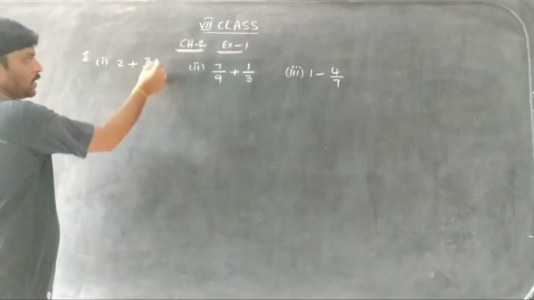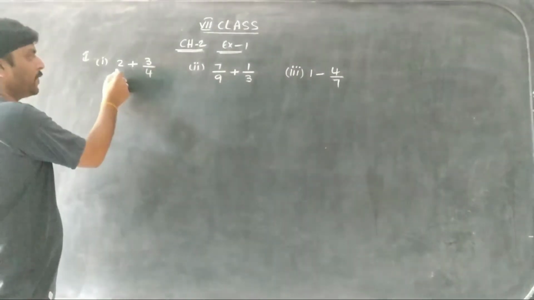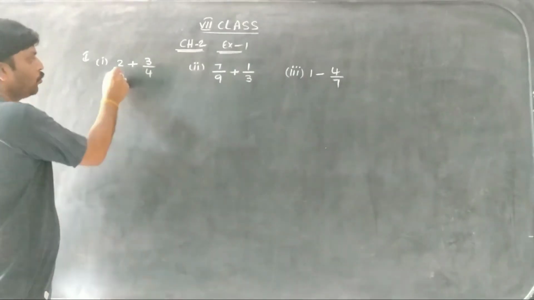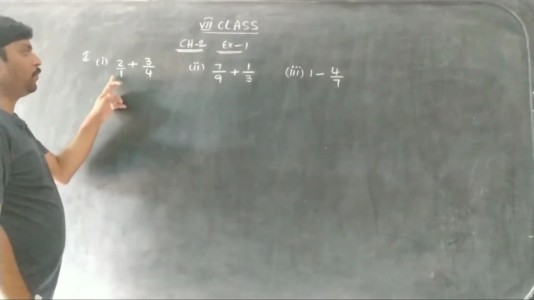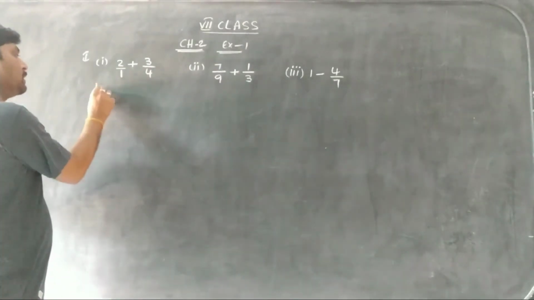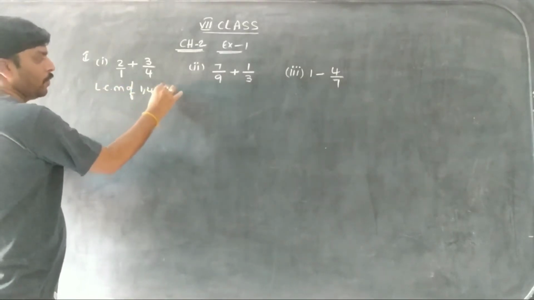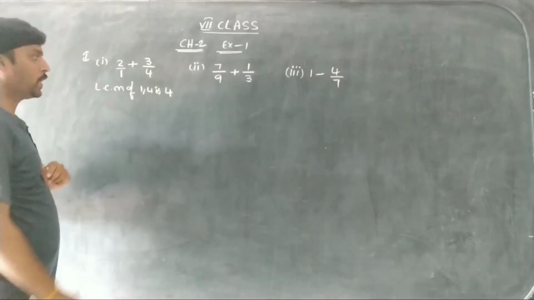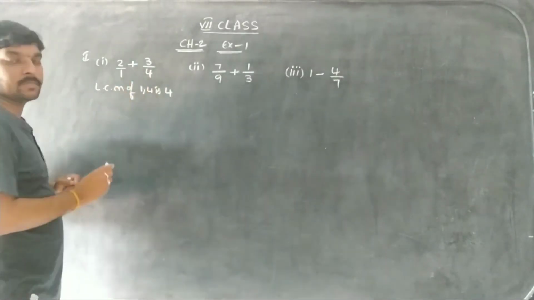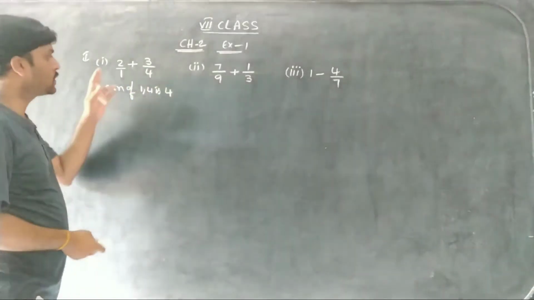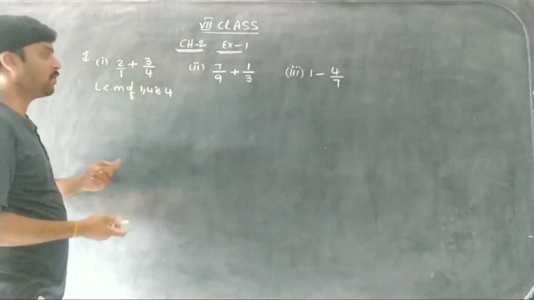Here 2 is not a fraction. To make it a fraction, 2 by 1. Now LCM of 1 comma 4. LCM of 1 comma 4 is 4. So okay, now make these two denominators equal denominators. Make these two fractions equal fractions.